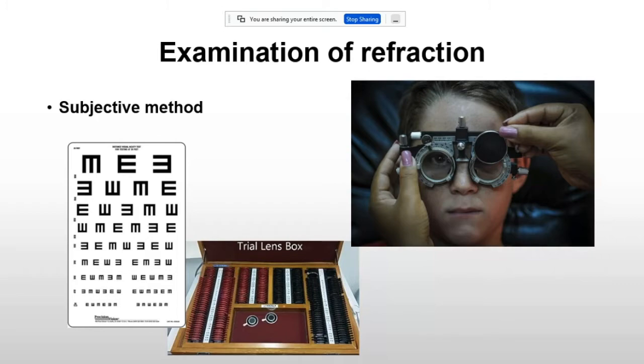So after you check visual acuity, you already know, using the subjective method of examination of refraction, whether the patient is ametropic, hyperopic, myopic, has astigmatism, or has some disease of the eye. So using this trial lens box and using the visual chart and the glasses here, how do we do that? So here you see the trial lens box.